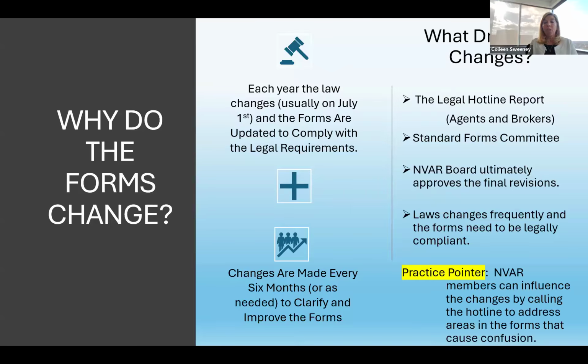So, important thing for you guys to know, you're part of the NVAR community, and you can influence the changes by calling the hotline to address the areas in the forms that cause confusion. Just so everyone knows, NVAR has hired a new attorney, but throughout the process, somebody was actually getting their calls answered. So there was an attorney answering those calls.